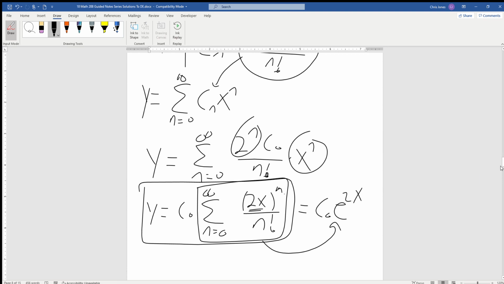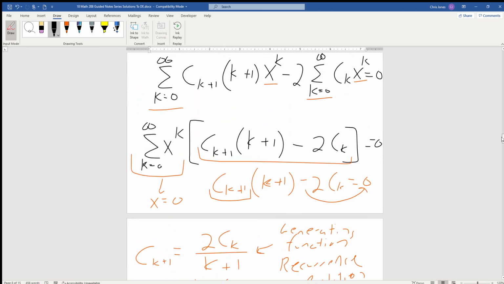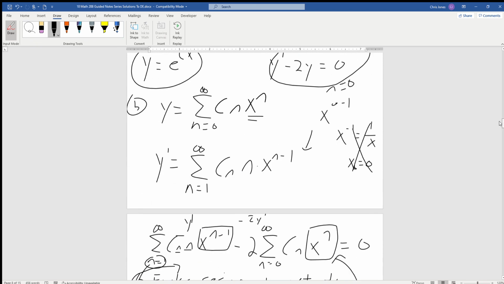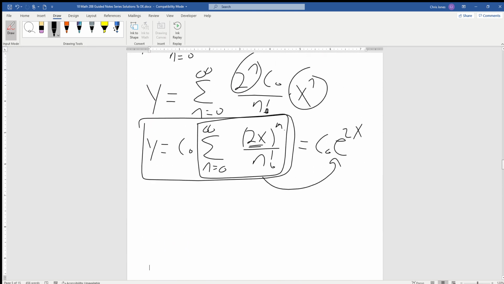All right, and so check this out. Remember a long time ago, like almost 15 minutes ago, remember this solution that we got? We got y equals k e to the 2x. We have c sub naught e to the 2x. So that's pretty cool that now we just found a power series solution, and obviously it took a lot longer to do it than separation of variables, and it did require more extensive knowledge, but we were able to do it very nicely.